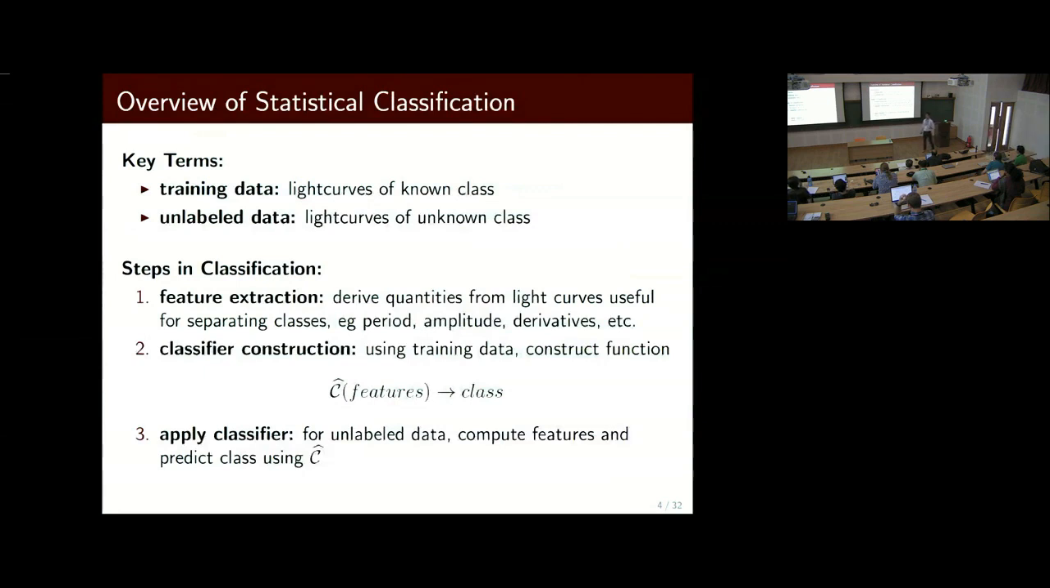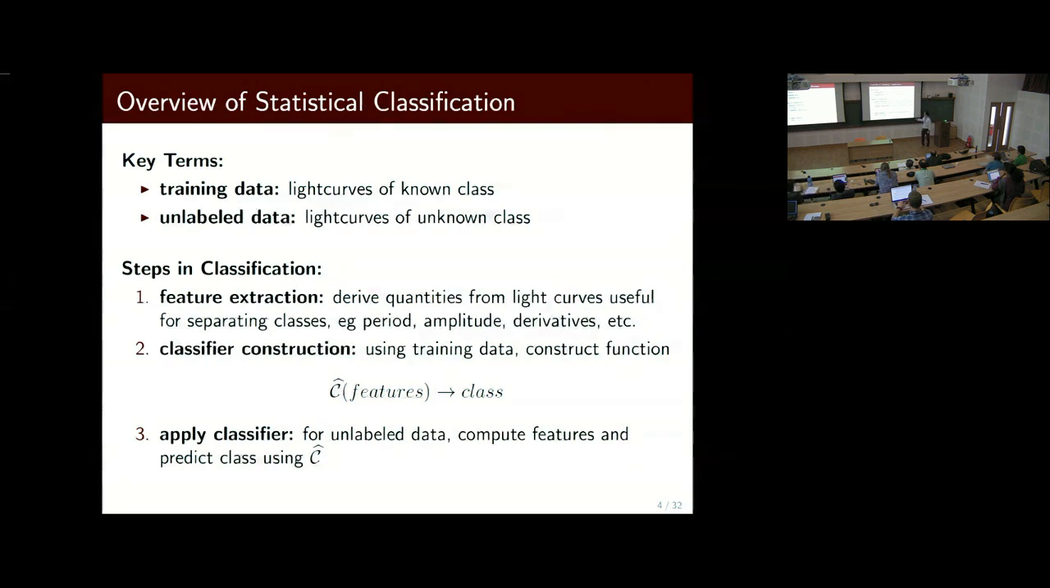And then we have these features for all of the training data. And what a statistical classifier does is it constructs a function using the training data, and I'll call that function C hat. So this is the classifier. And that classifier maps from feature space to classes, either a hard classification like this is a Mira, or to a probabilistic classification. And then in the third step, we apply this classifier to our unlabeled data to determine classes. So the training data could be something like an archival survey, SDSS Stripe 82, and the unlabeled data might be LSST data.